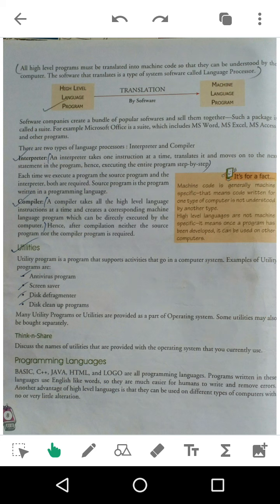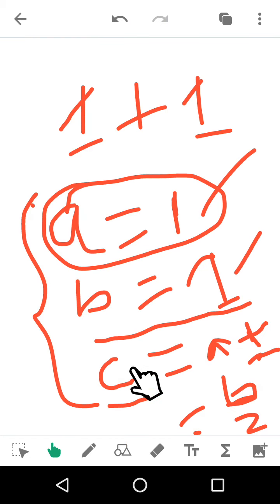Hence after compilation neither the source program nor the compiler is required. After you get the answer, this is 2. Do you need compiler? No. Do you need anything? No. Your answer is already there. Now if you change the value a equal to 3, b equal to 3, then the answer will be 6. So you have written a computer program, right? So this is the example.